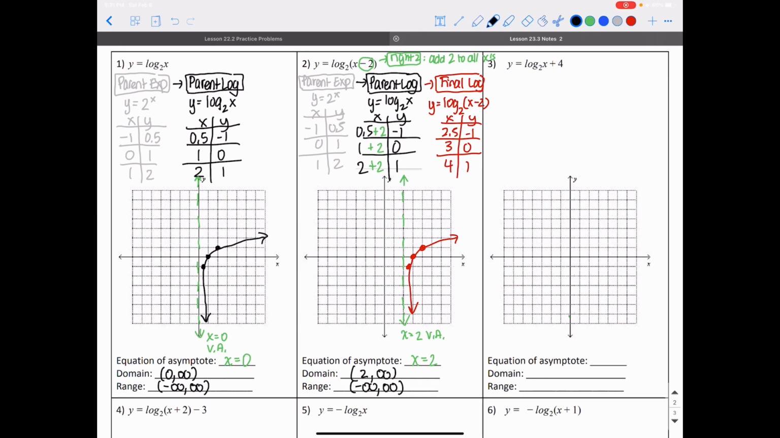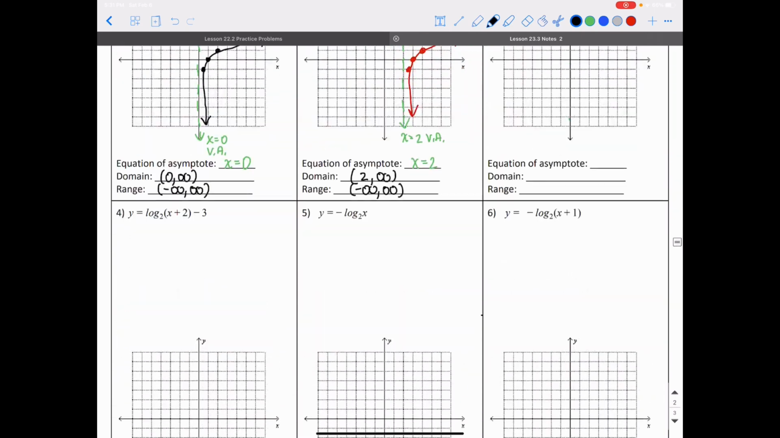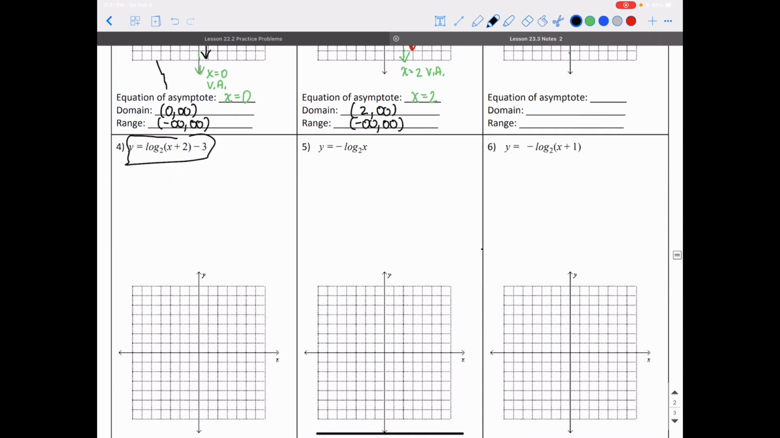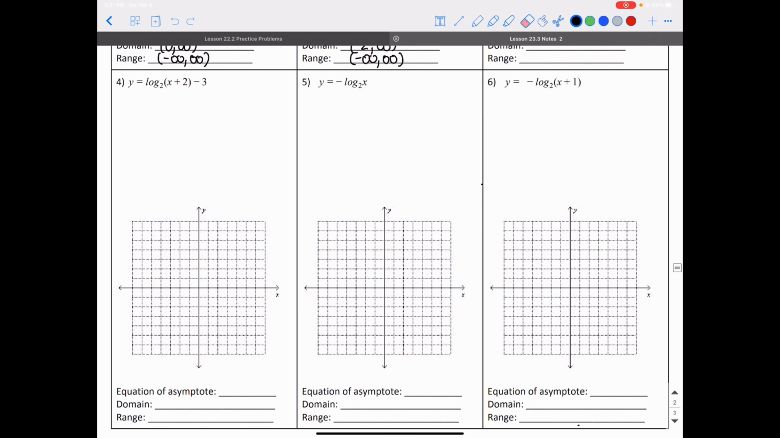The next one I'm going to do is this one here. I see 2 transformations here. So I have to be doing 2 transformations to my parent logarithm. I'm going to start with my parent exponential.